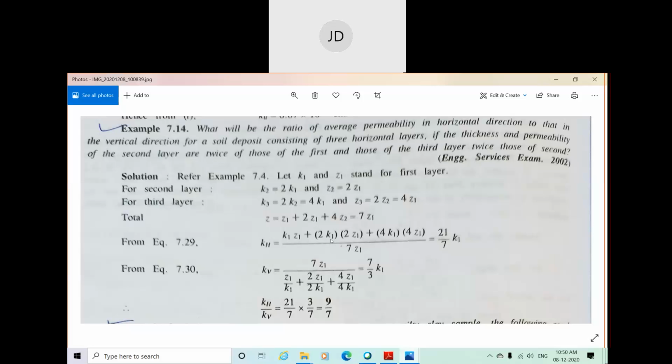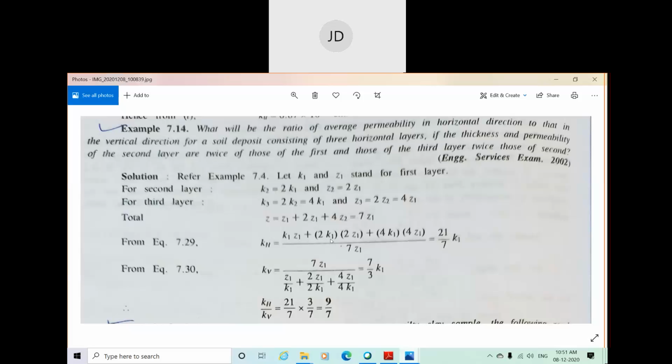So what is written here? It's asking what will be the ratio of average permeability in the horizontal direction to that in the vertical direction for a soil deposit consisting of 3 horizontal layers, if the thickness and permeability of the second layer are twice those of the first, and those of the third layer are twice those of the second. It looks a little complicated. The problem statement is a little lengthy and not easy to understand, but actually it is very easy to do.